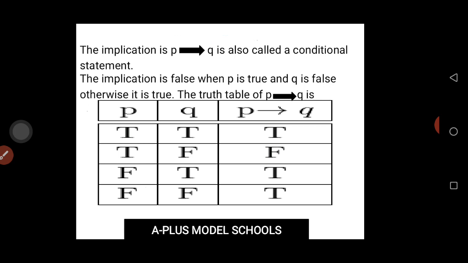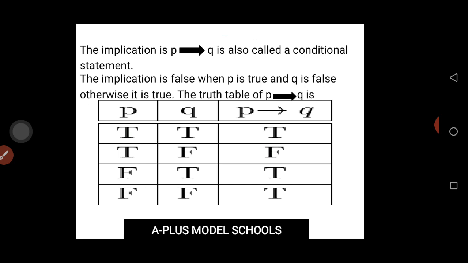We have P to be true, Q to be true. Definitely if P then Q will be true. Why? Because Q is not false. Now the next one, when P is true, Q is false. Then if P then Q will be false. Why? Because Q is false. And if P is false, Q is true, if P then Q will be true, because Q is not false.